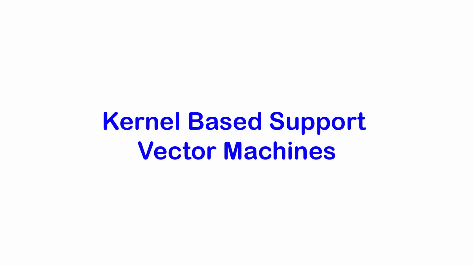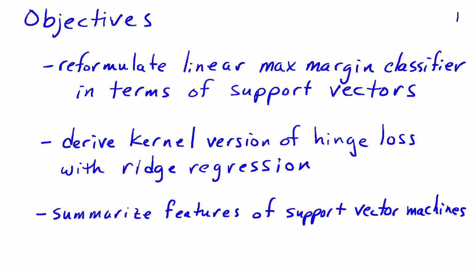Welcome. In this lecture, we're going to look at kernel-based support vector machines for performing classification. So our objective is, first of all, we're going to reformulate the linear max margin classifier in terms of its support vectors using the results we derived in the previous lecture on kernel regression. Then we'll derive a kernel version of Hinge loss with ridge regression, and that leads us to the support vector machine, which we will explore some of the features of in concluding.